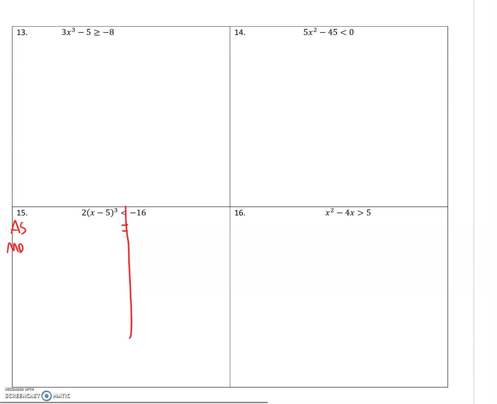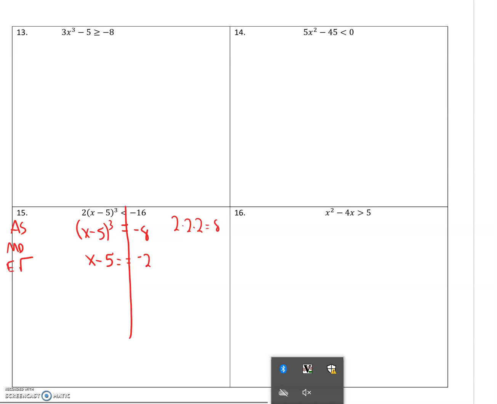I'll move my 2 through division, so I'm dividing the left side by 2. And I'm dividing the right side by 2. And now to get rid of this exponent of 3, I will cube root, and that's going to leave me with x minus 5 on this side. And just like before, the cube root of -8 is -2. There is no 2 because 2 times 2 times 2, 2 cubed is 8, and I need -8. And now to get x by itself, I'm just going to add 5, and when I'm done, I get 3.